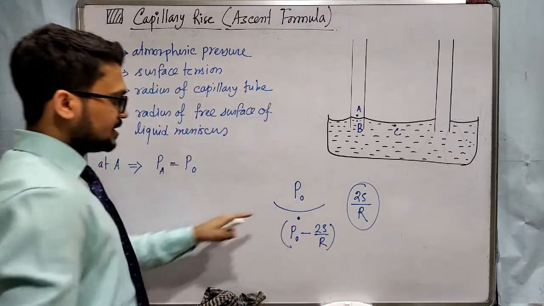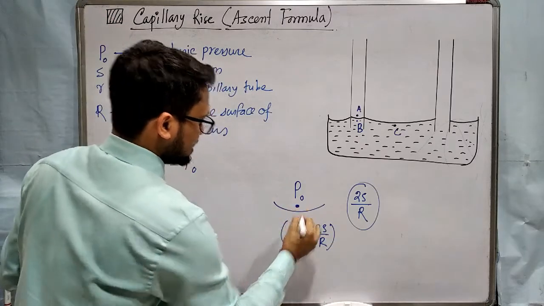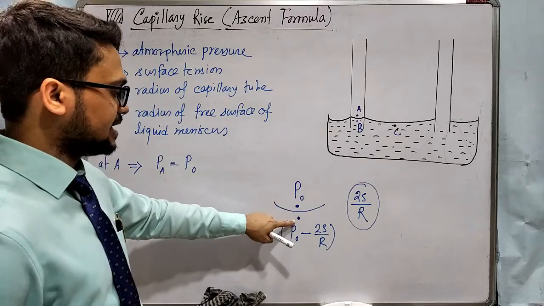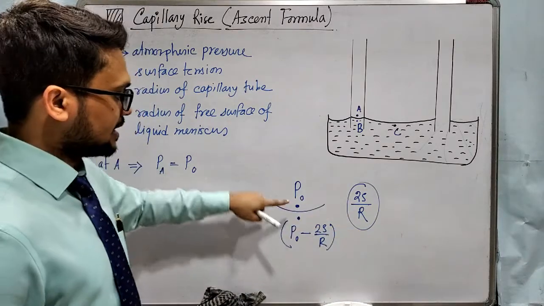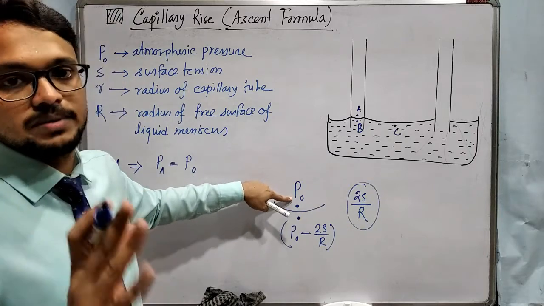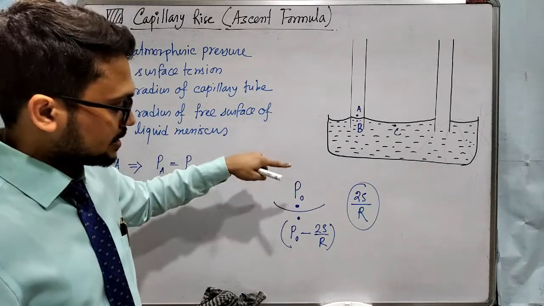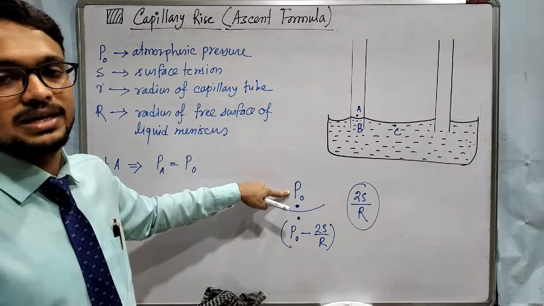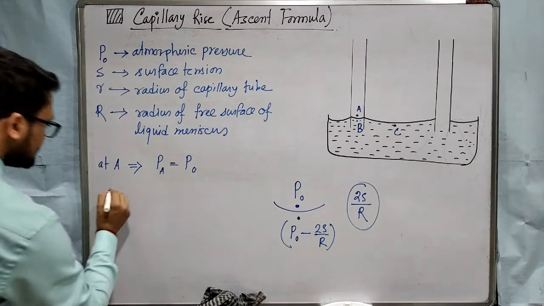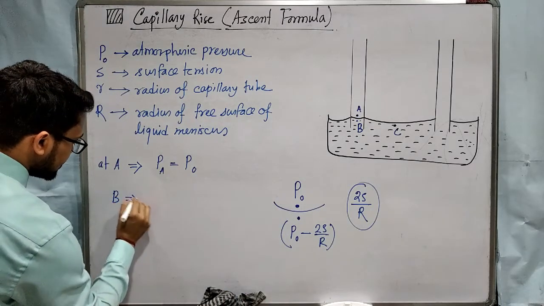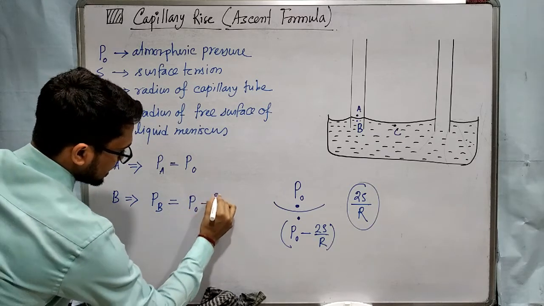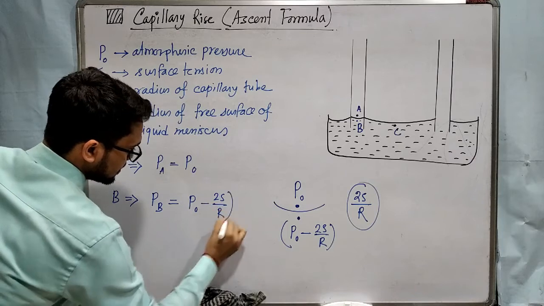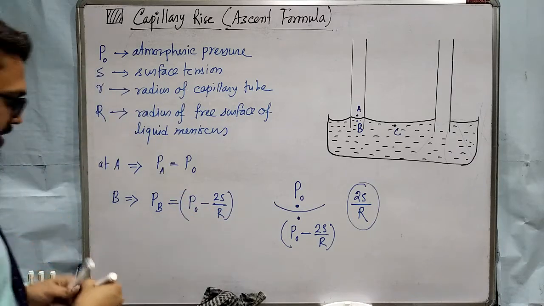So the pressure difference between 2 points, one at the concave face and another at the convex face, will be 2S by r. At the concave face, the pressure will always be greater. Clear? So at point B, PB equals P0 minus 2S by r. Clear up to this point?